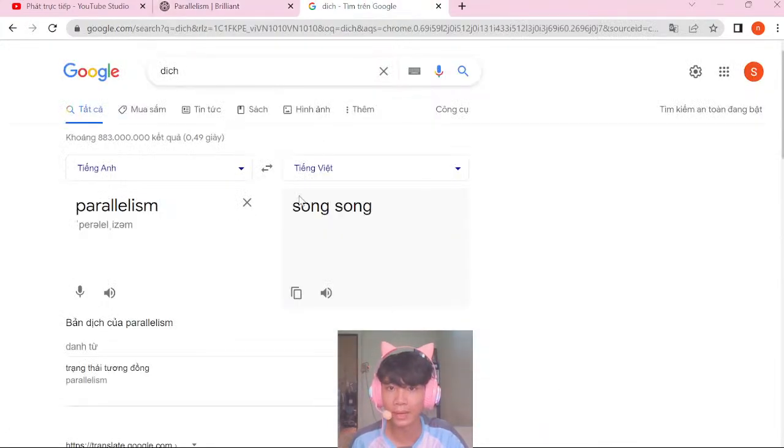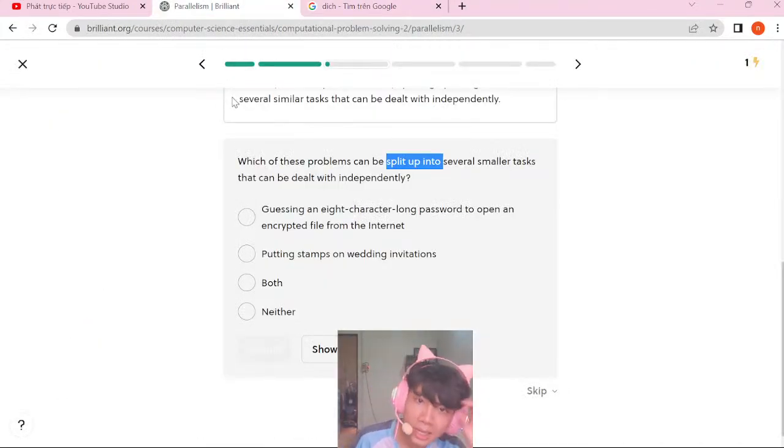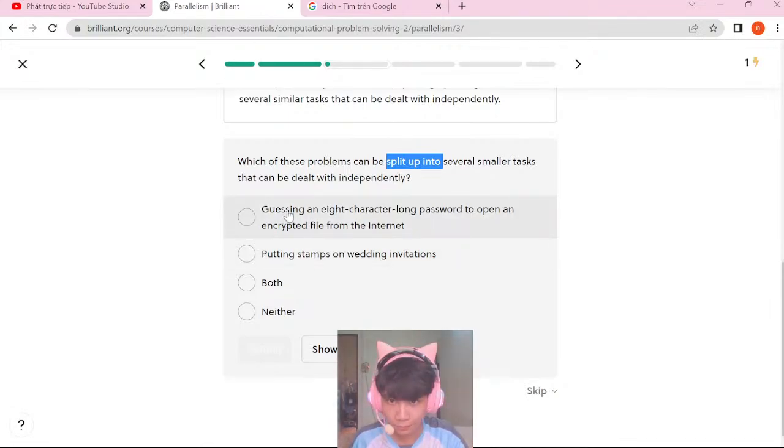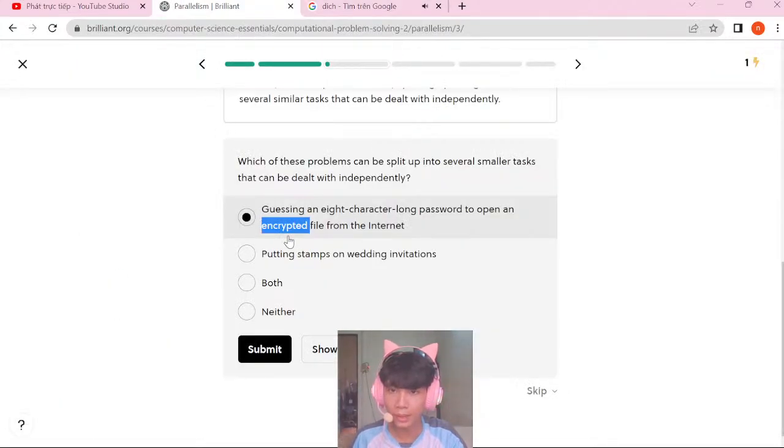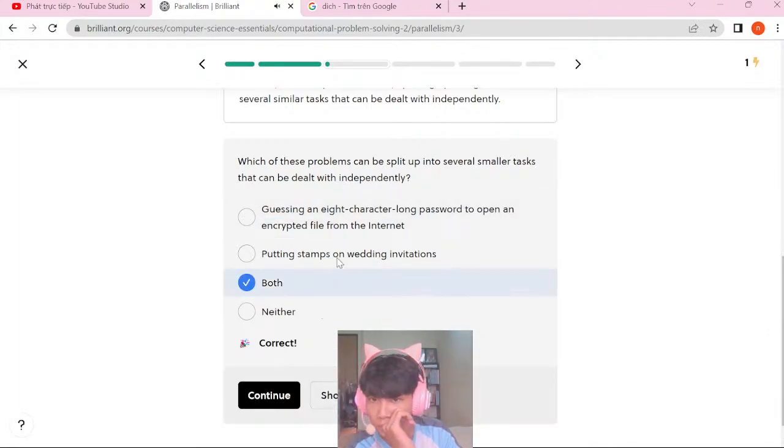Which of these problems can be split up into several small tasks that can be dealt with independently? Guessing an 8-character long password to open an encrypted file from the internet, or putting stamps on a wedding invitation. Both. What the heck does this mean?